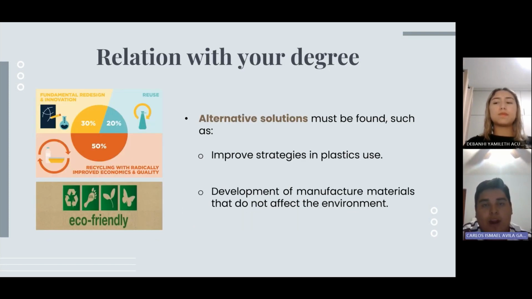So we are proposing alternative solutions such as the improvement strategies in plastic use or the development of manufactured materials that do not affect the environment.